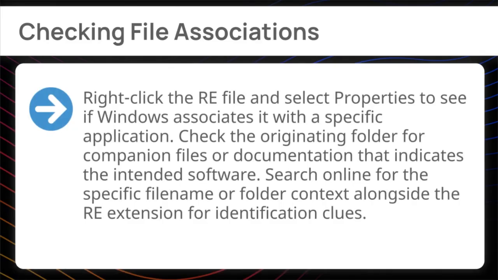Next, checking file associations. Right-click the RE file and select Properties to see if Windows associates it with a specific application. Check the originating folder for companion files or documentation that indicates the intended software. Search online for the specific file name or folder context alongside the RE extension for identification clues.